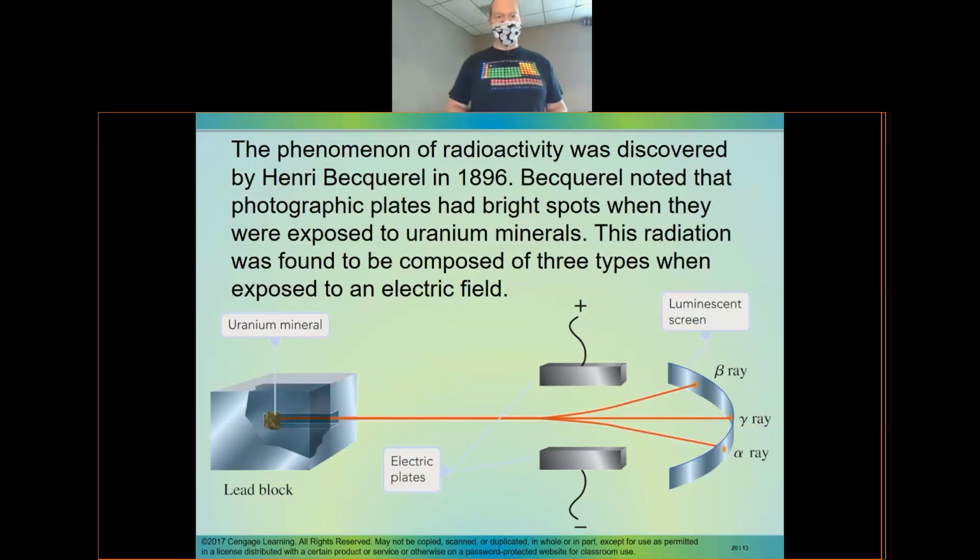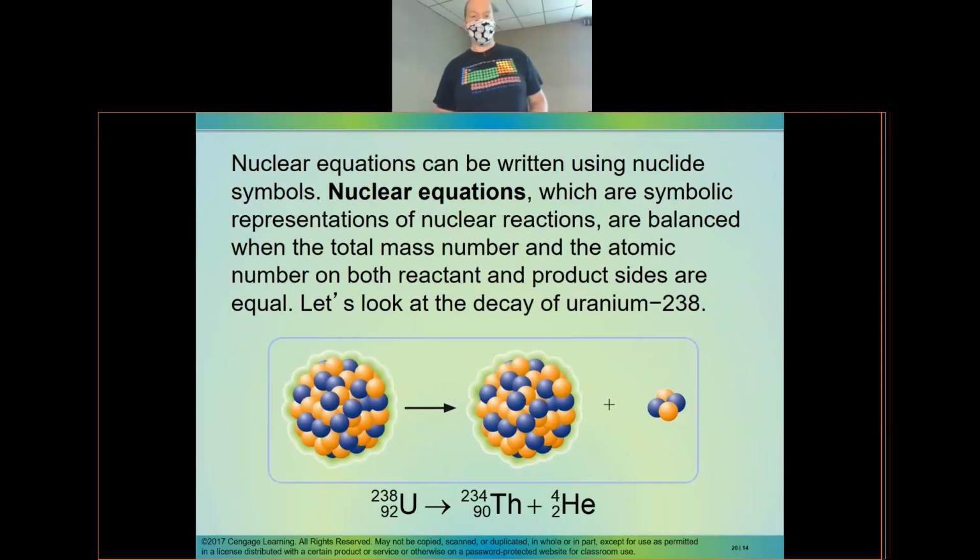We're going to talk about a lot of different particles. We're going to be talking about the beta particle, the gamma particle, and the alpha particle. You will have to memorize all these particles, knowing their number of protons and neutrons in their nucleus.